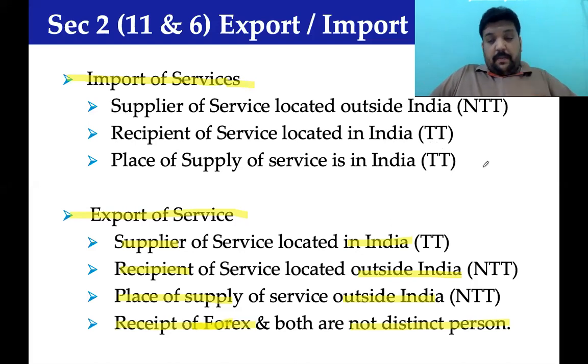Location of supplier is in India, Tamil Nadu. Location of recipient is New York, USA. Place of supply is USA. Some software services, money received in foreign currency. Supplier and recipient are not distinct persons. So, is it an export of service? Not an export of service. That's all. A very simple question. Is it export of service? Not an export of service.